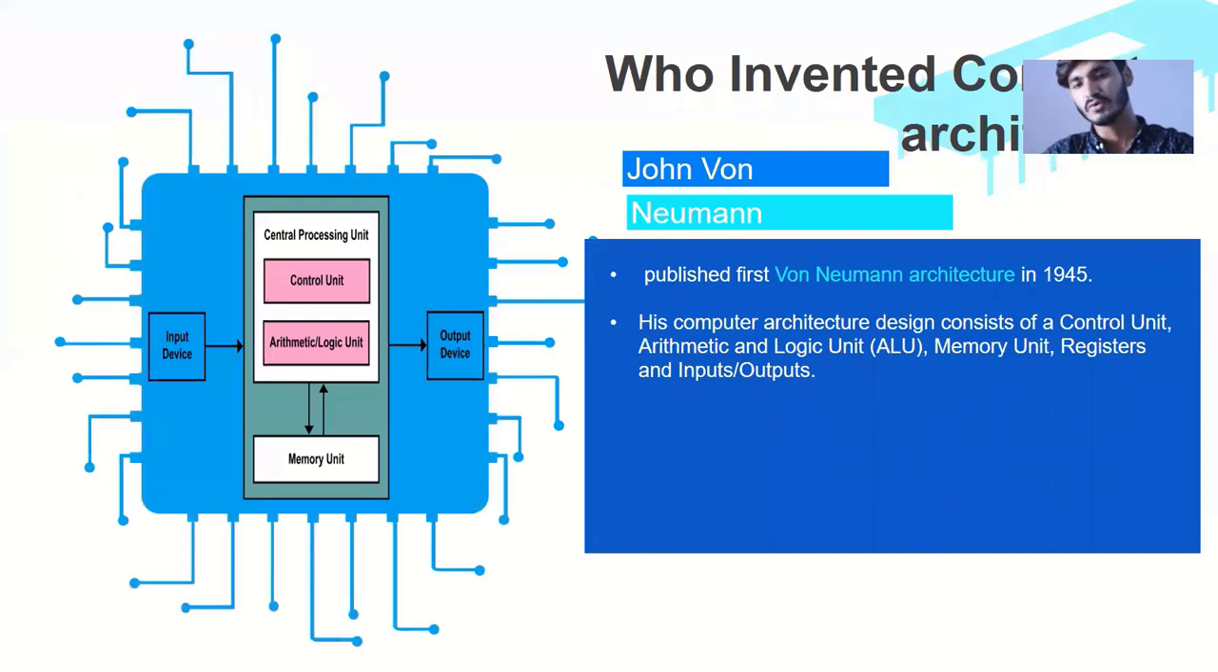Who invented computer architecture? The inventor of computer architecture was John von Neumann. He published the first von Neumann architecture in 1945. His computer architecture design consists of a control unit, arithmetic and logic unit, memory unit, registers, and input and output.